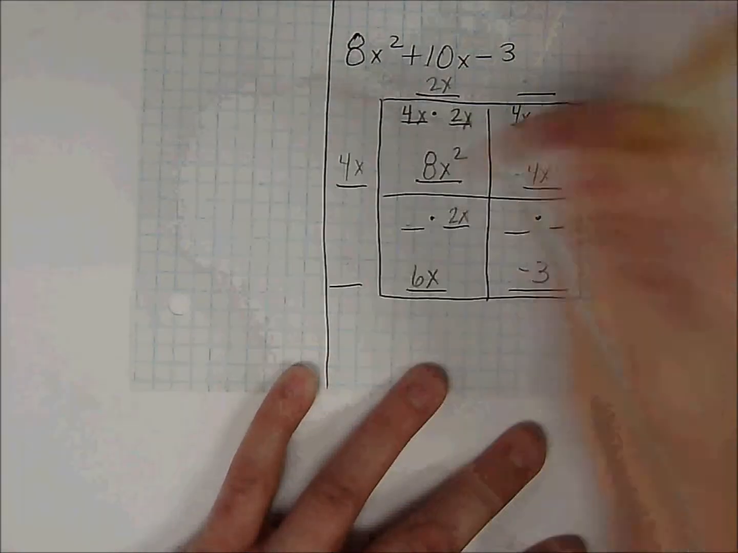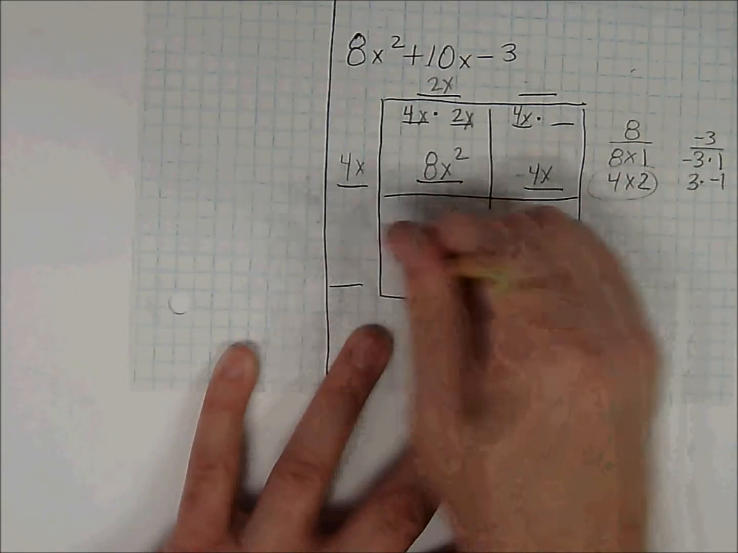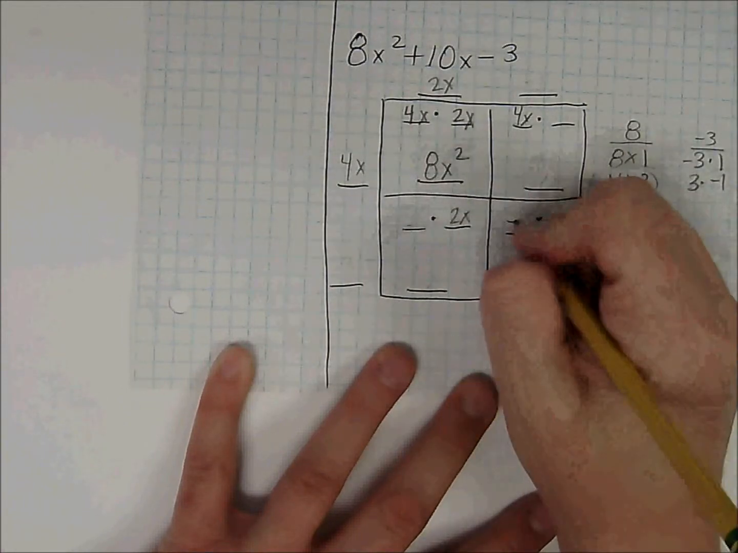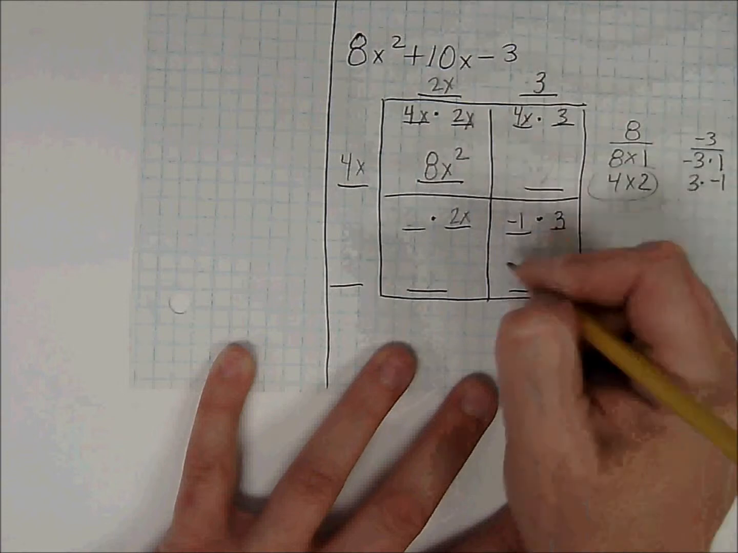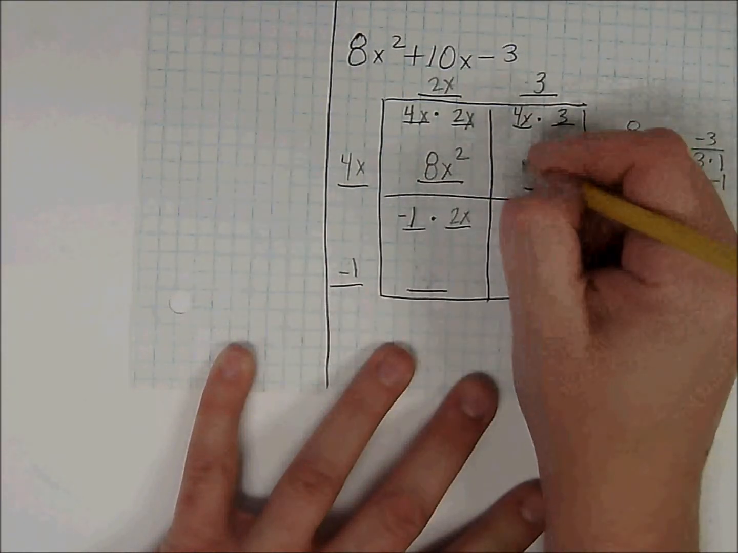So it's going to affect all of these numbers. Won't affect that first number though. All right, so I'm going to make this the negative 1 and this the positive 3. 3 goes here. Negative 1 goes here.